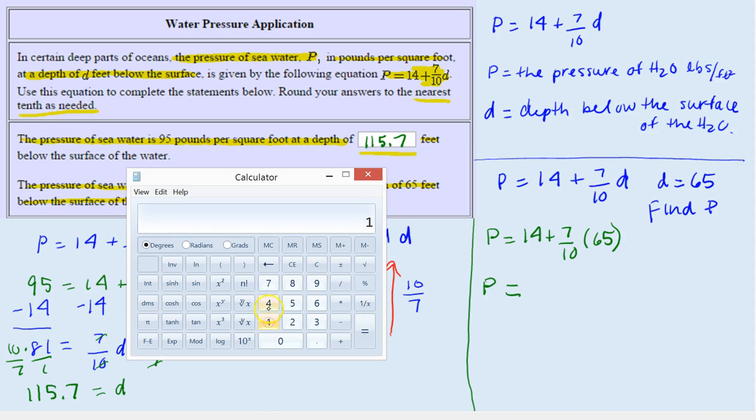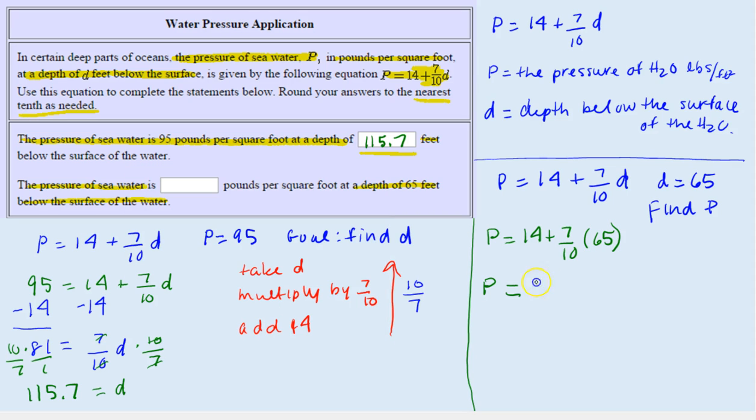So we want 14 plus 7 divided by 10 times 65. And we get 59.5. So let's put that in our answer box and just read the phrase to make sure it makes sense. The pressure of seawater is 59.5 pounds per square foot at a depth of 65 feet below the surface of the water.